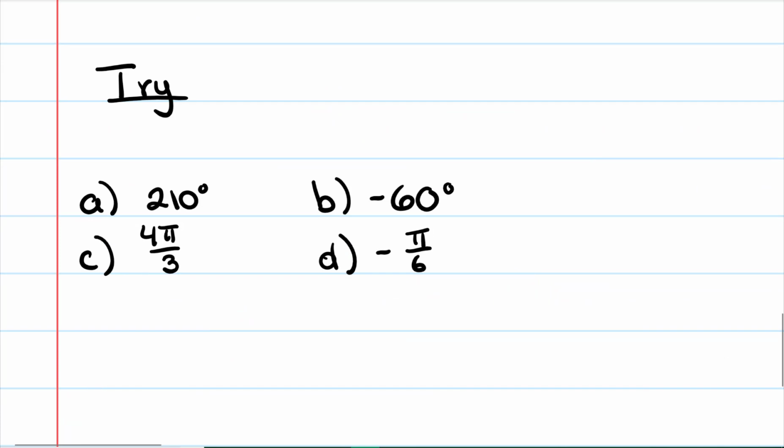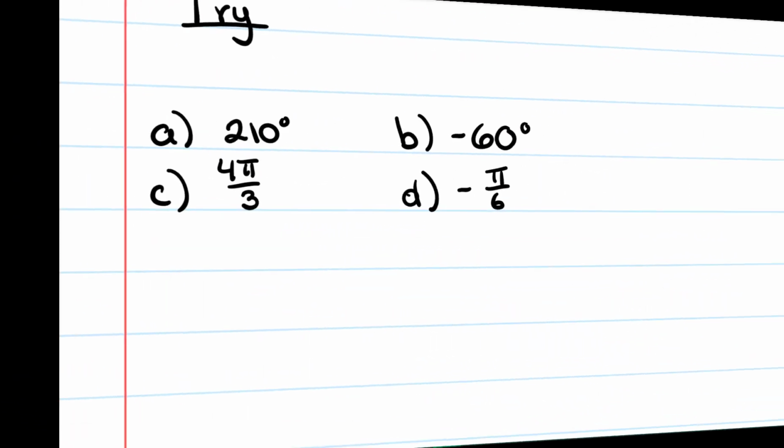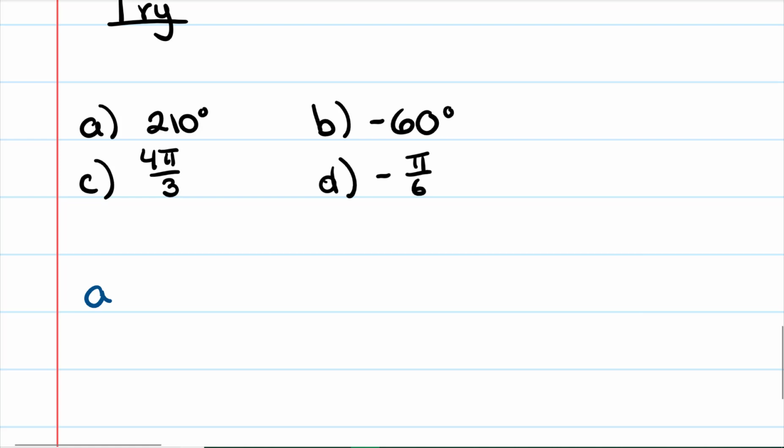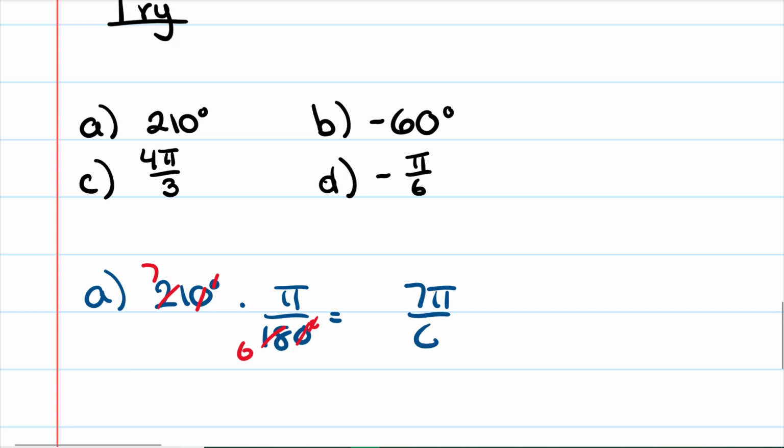Okay, so on your own, I want you to take these degrees and turn them into radians, and take the radians and turn them into degrees. Alright, so here we go. For part A, you start with 210 degrees. You're going to multiply by pi over 180. And the zeros cancel. The degree signs cancel. You can divide both of these by 3. And you get 7 pi over 6.